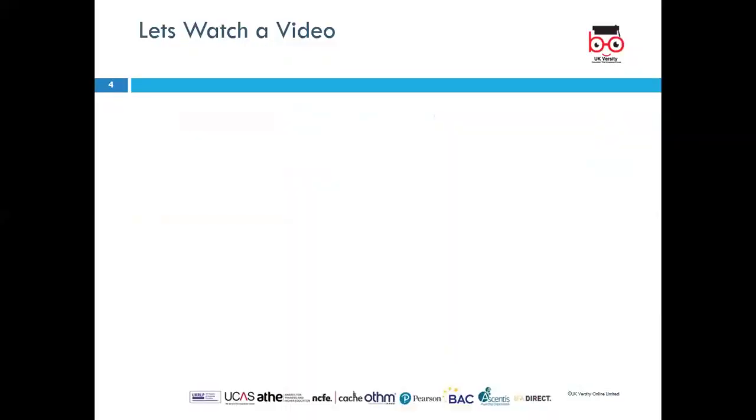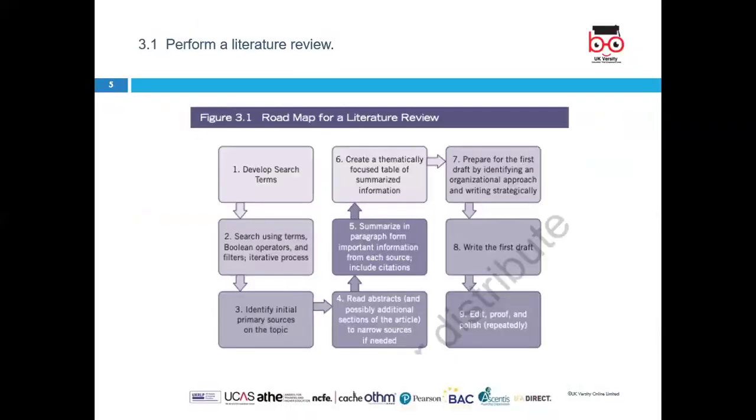So based on this video, now we know that when we're performing a literature review, coming back to that, this is a roadmap that shows the literature review process. So for this, the first step is developing search terms. So you would want to have search terms based on what you want to find out.